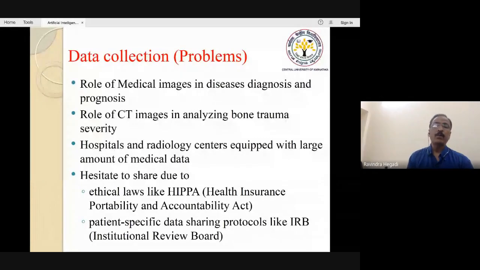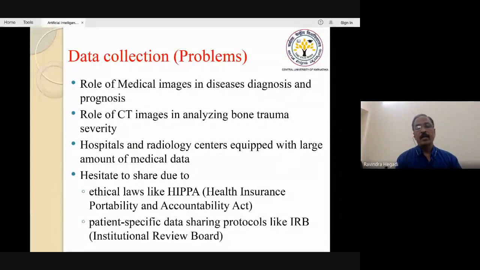So what are the issues? Why won't people share these images? Because there are certain issues, such as an ethical law called HIPAA, that is the Health Insurance Portability and Accountability Act, in America. Because of this, getting images, particularly patient-specific images, is very difficult. And then there are data sharing protocols like the IRB, Institutional Review Board. Whenever you want to collect and share patient-specific images, many issues are there.